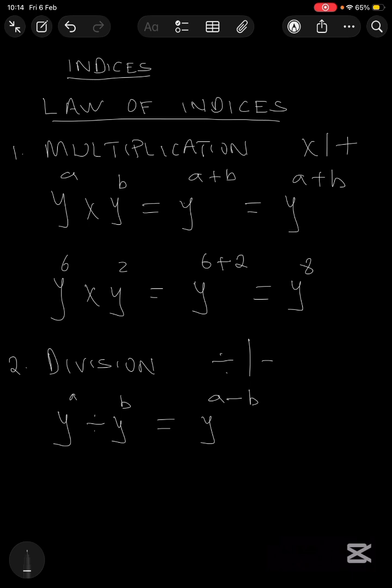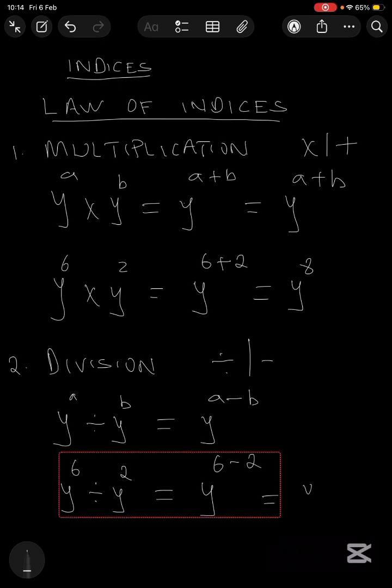For example, y power 6 divided by y power 2 is equivalent to, the base is the same, the base is y. We focus on the powers, so it is y, 6 minus 2, because division is the same as minus. The answer is y power 4. So in short, multiplication is the same as addition, division is the same as minus.